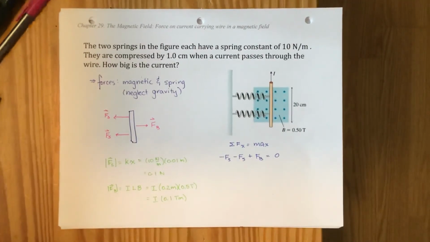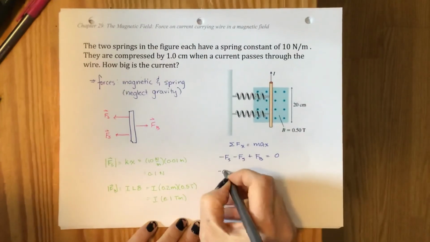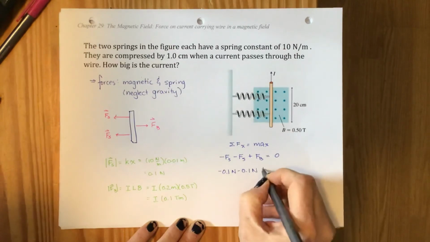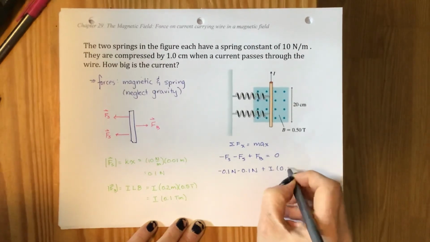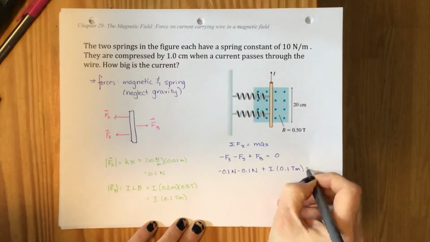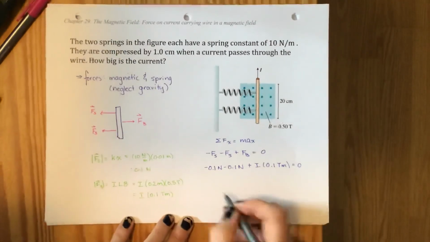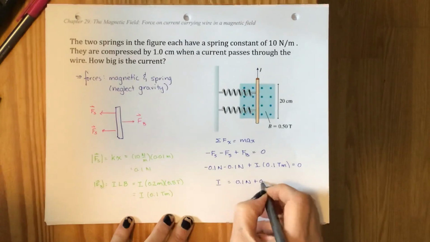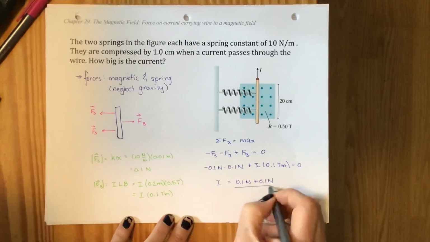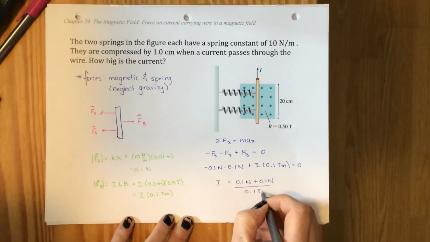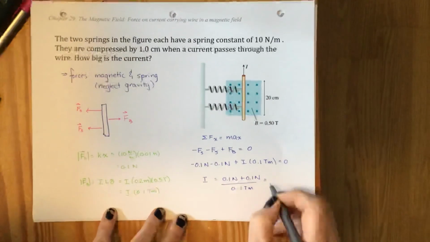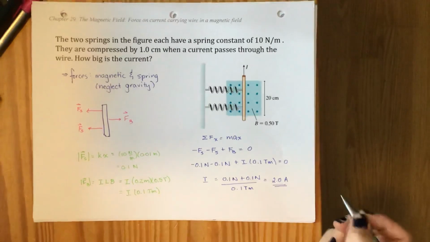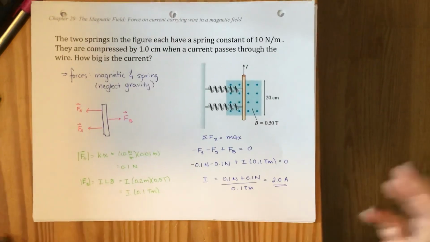So we have minus 0.1 newtons minus 0.1 newtons plus I times 0.1 teslas times meters equals 0. Can solve for our I: it is going to be 0.1 newtons plus 0.1 newtons divided by 0.1 teslas times meters, which gives us 2.0 amps. So that's the current in the wire that causes those springs to compress by 1 centimeter.